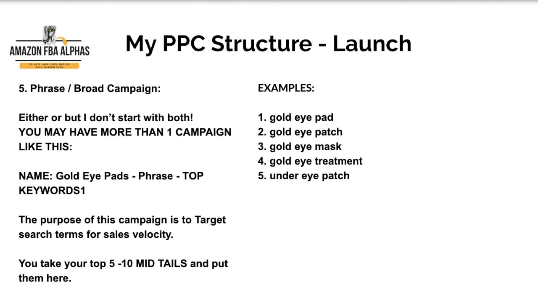So I usually put in here the mid-tails, and then they will turn into search terms. I just want to make sure you guys understand that I only put a maximum of 10 keywords in each campaign. So if you have, let's say, 20 of these that you want to use, give them each their own campaign. So 10 in one campaign, 10 in another.